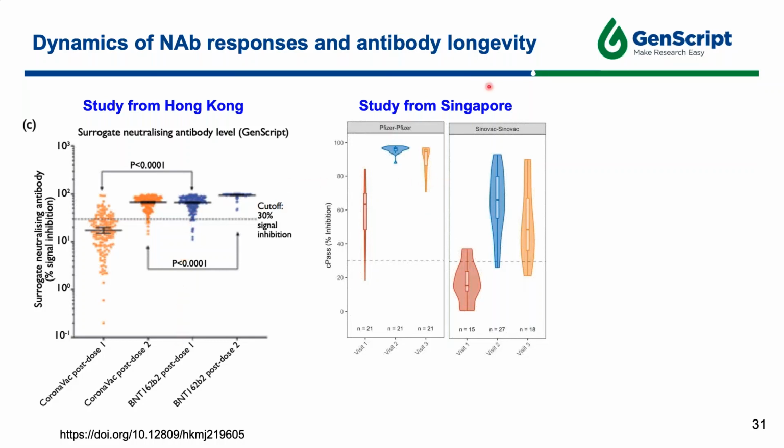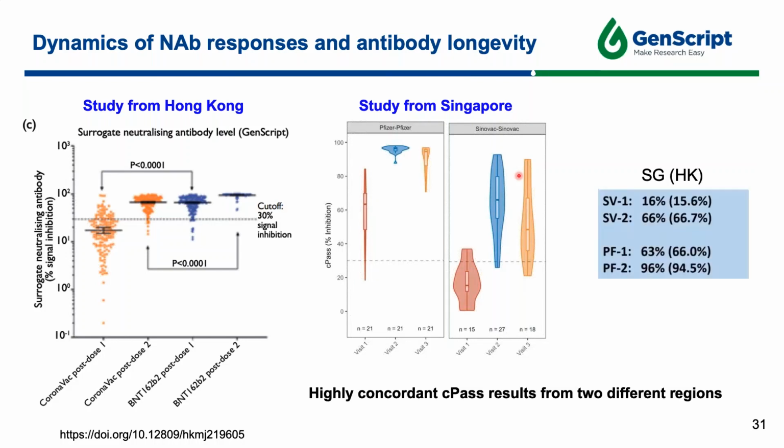The study from Singapore also reported a very similar finding. So this is the result for 2 doses of Pfizer, and this one is the result for 2 doses of Sinovac. So to our surprise, the results obtained from the Singapore study and the Hong Kong study are highly concordant with each other, although it's performed using different cohorts and in 2 different regions.